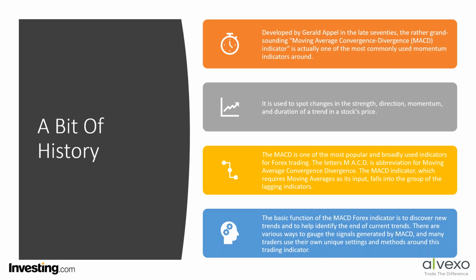So it is one of the best indicators for online trading, for Forex trading, for fast moving assets. It's used to spot changes in the strength, direction, momentum, and duration of a trend. The MACD is one of the most popular and broadly used indicators for Forex trading. The letters MACD are the abbreviation for Moving Average Convergence and Divergence. The MACD indicator, which requires moving averages as input, falls into the group of lagging indicators.